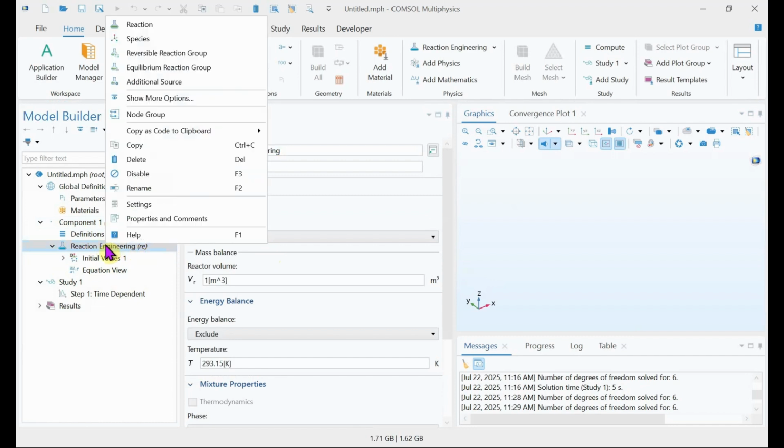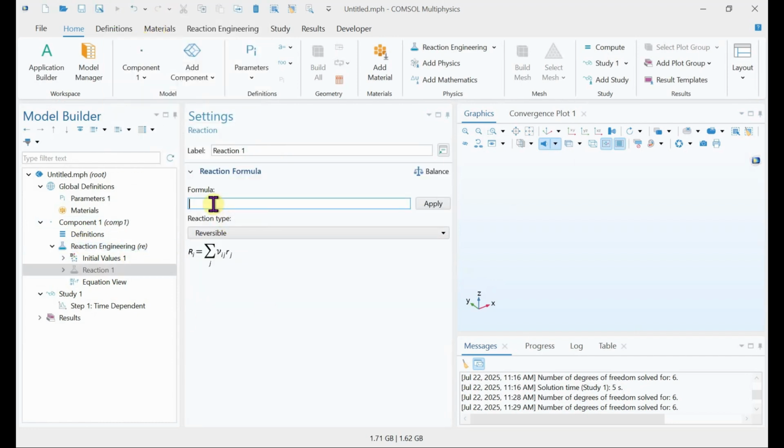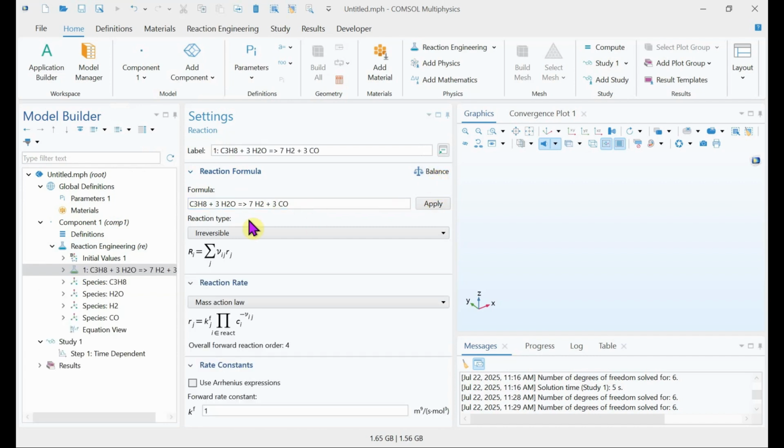I want to define these two reactions. I'm right-clicking on the name of reaction engineering, then reaction, and then I'm going to add this formula: propane plus water, and this sign shows the irreversible reaction: hydrogen plus carbon monoxide. You can see that this chemical equation is not balanced. If I click on balance, COMSOL automatically calculates the stoichiometric coefficient of each species.